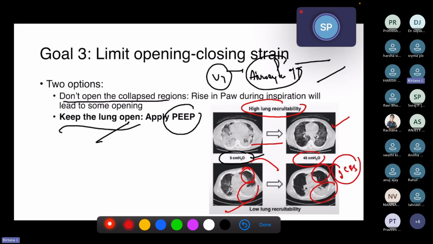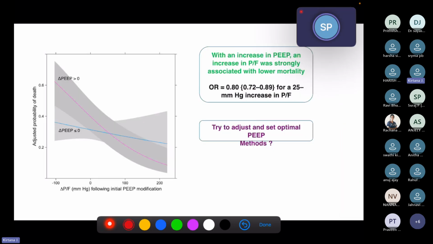So the same PEEP cannot be given to all your patients by just looking at the PF ratio. You have to assess the lung recruitability and then decide what PEEP you should give your patient to reduce atelectrauma. So this was an interesting observation that was made.